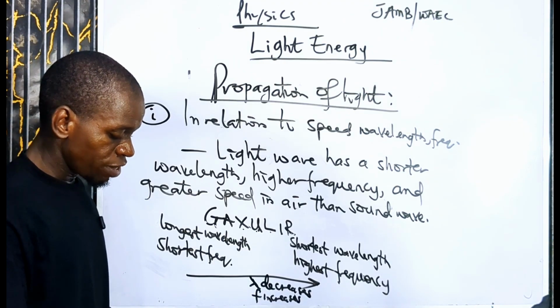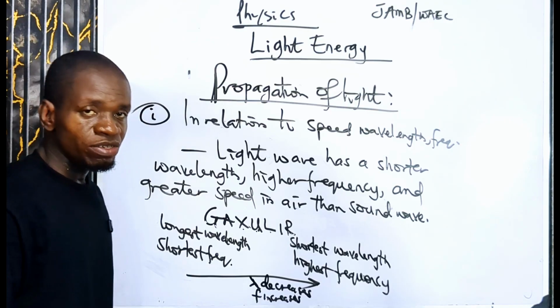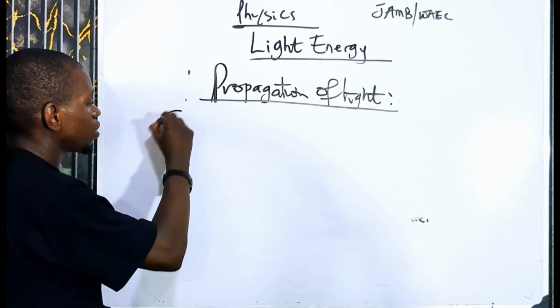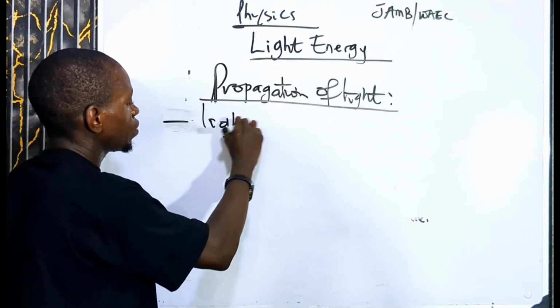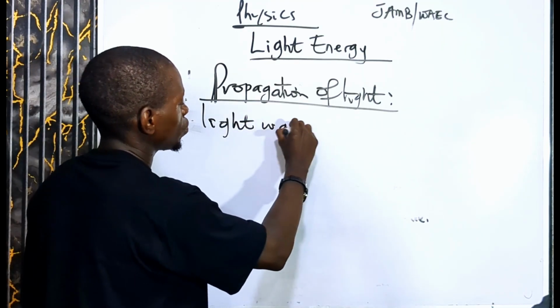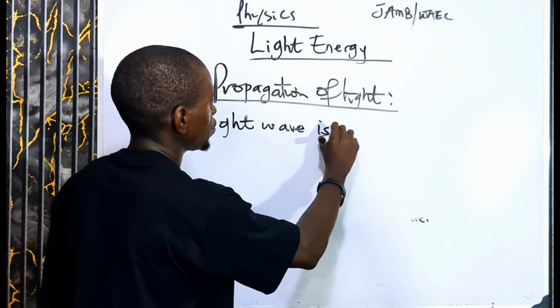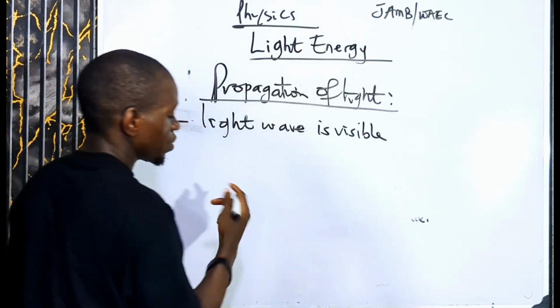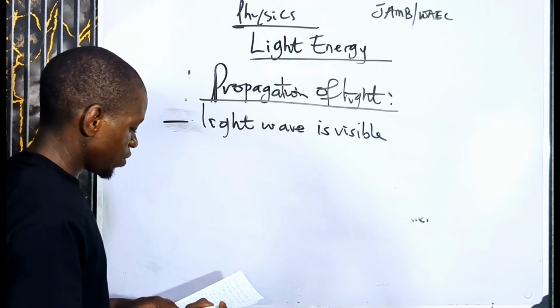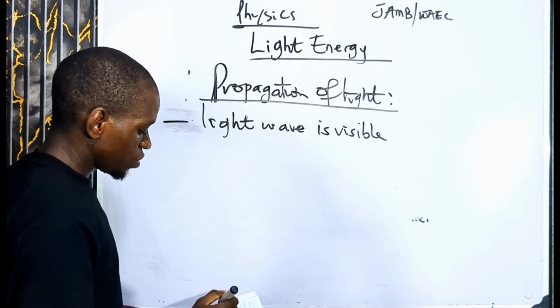Now the next thing we're going to talk about is that light wave is visible but sound is not. So the next point is this: light wave is visible. Like I said before, light wave is also visible. It's very, very visible. So light wave is visible, while sound wave is not.